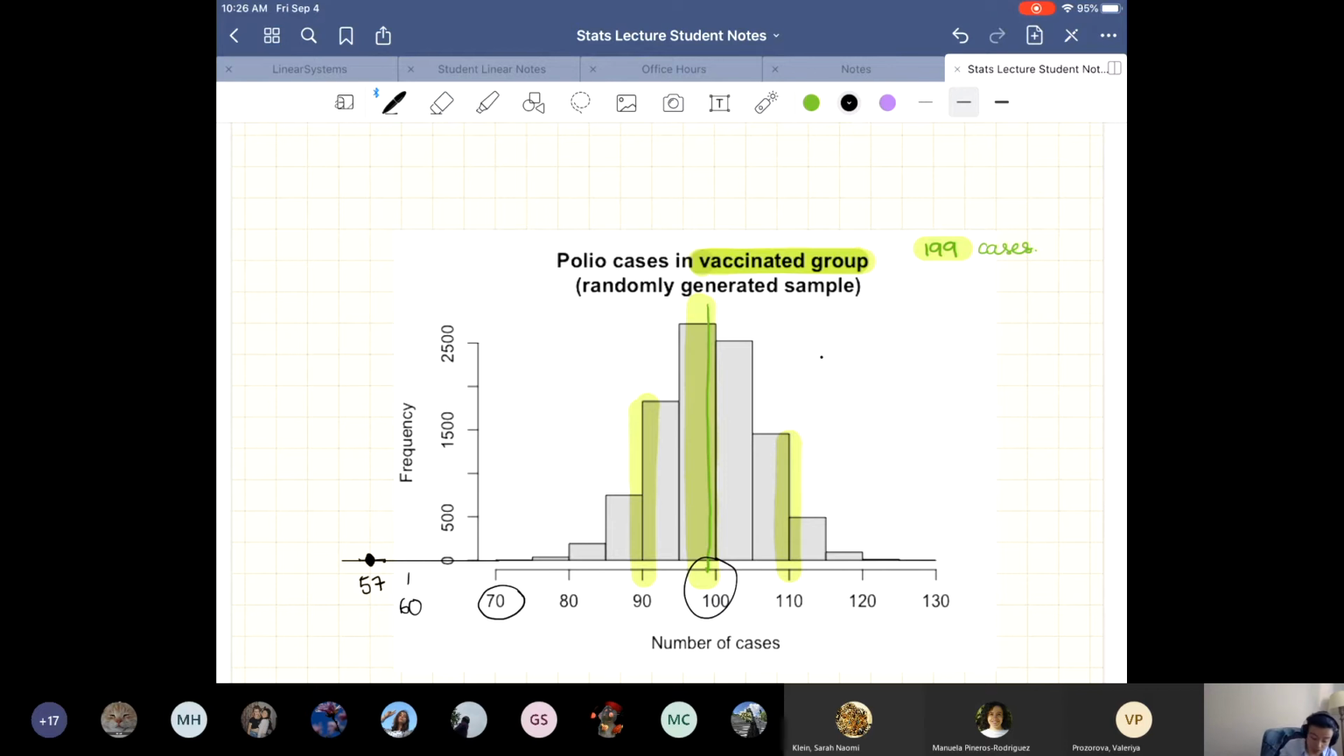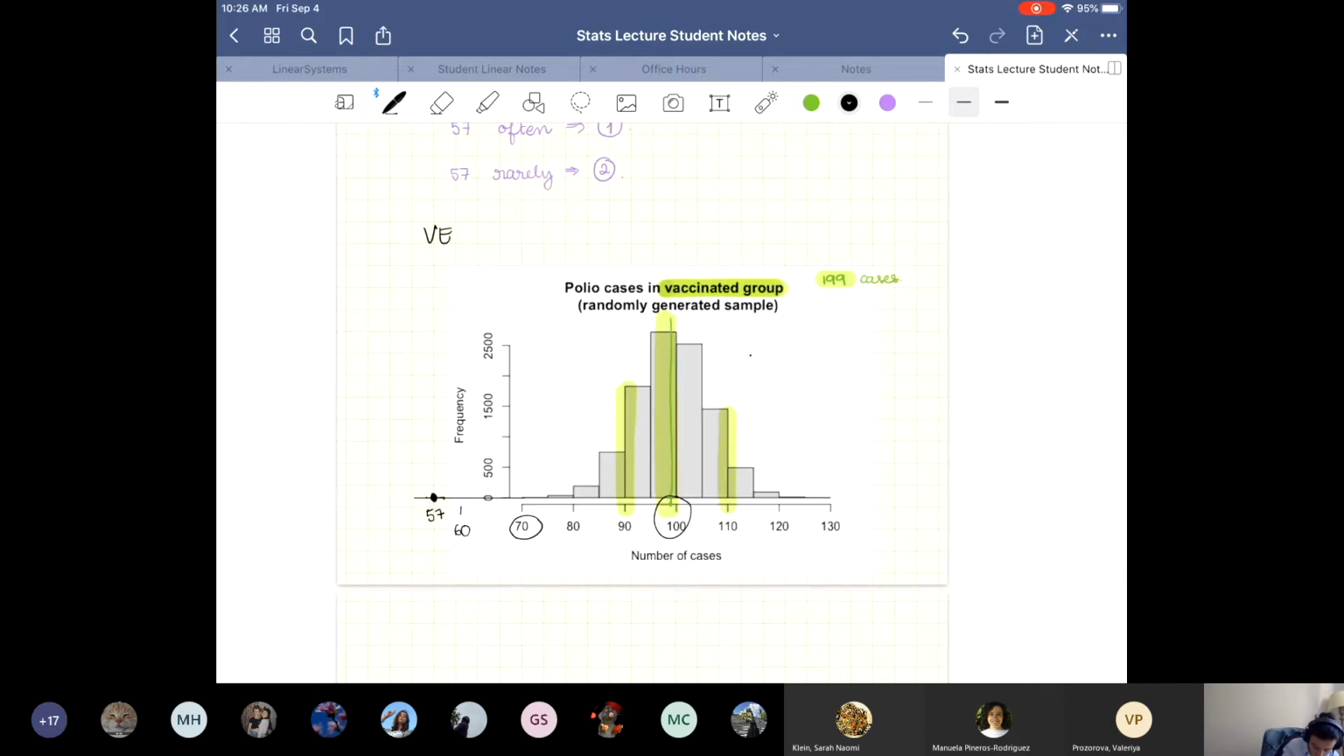All right, so it is very unlikely to have only 57 polio cases in the vaccinated group just by random chance. So according to you, what's the conclusion here?